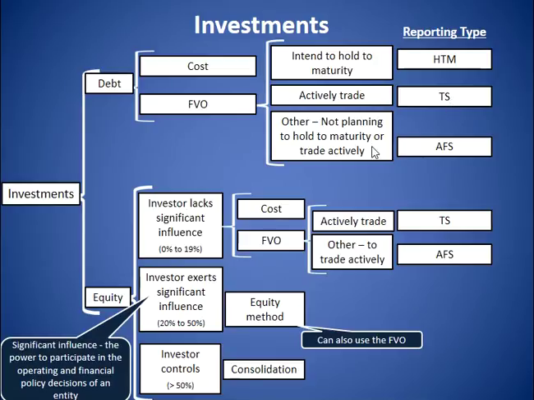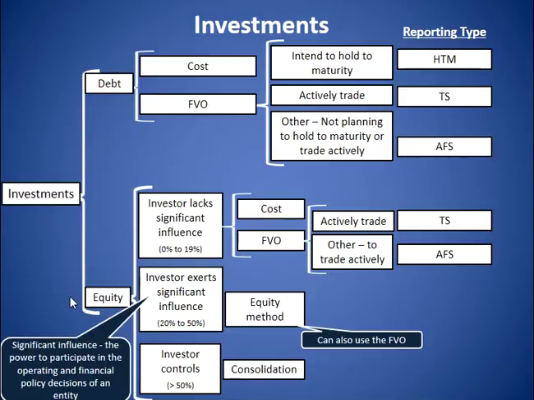Now, there can be a third category of debt investments, and we call that other. And those are what we call AFS, available for sale securities. These are classified as securities that have been purchased, and we're not planning to hold them to maturity, nor are we planning to actively trade them. So this other category is kind of a catch-all: if it doesn't fit in HTM or TS, it's going to fall into the AFS. And again, we will talk about how that reporting type is accounted for in the next couple of slides.